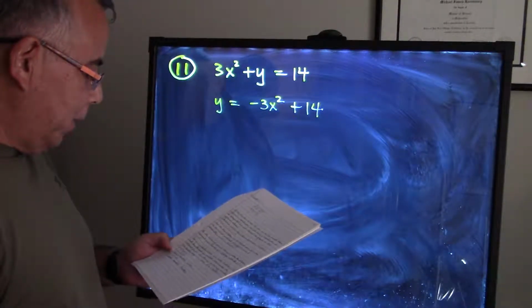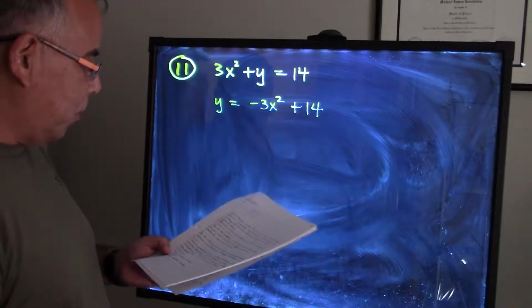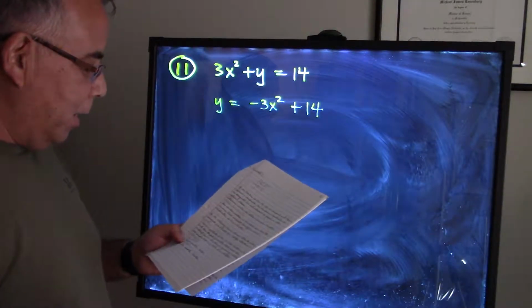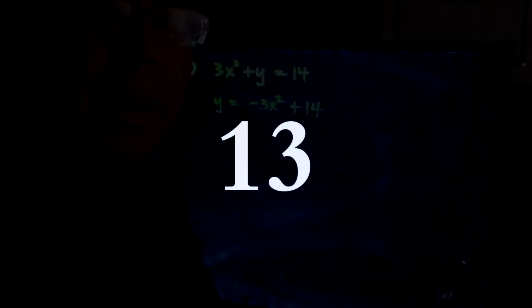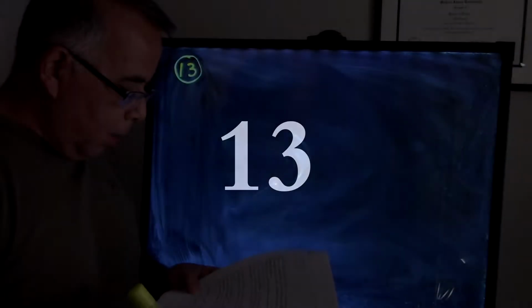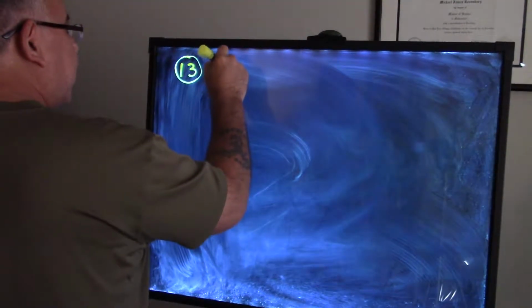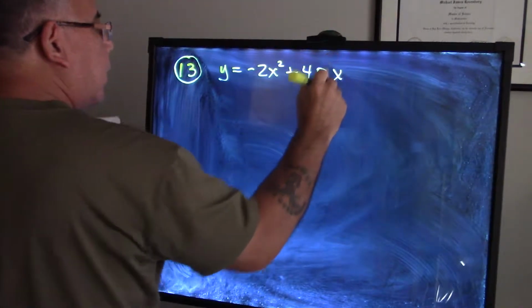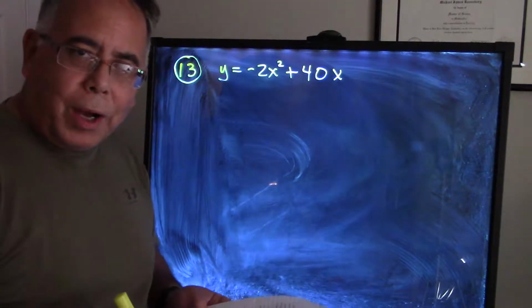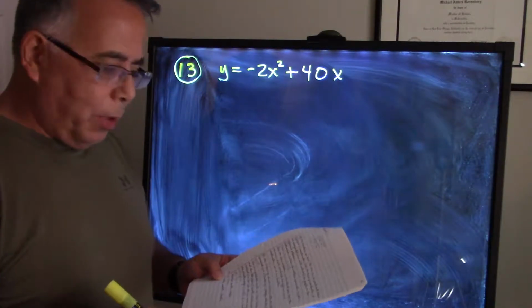Alright. Well, what is this? This is actually a quadratic, and it's a function. It's a quadratic function of x, and it's a parabola, so definitely a function. Number 13, y equals negative 2x squared plus 40x. Well, this is already solved for y for us, so this is a quadratic. Again, it's a parabola, and it's a function.